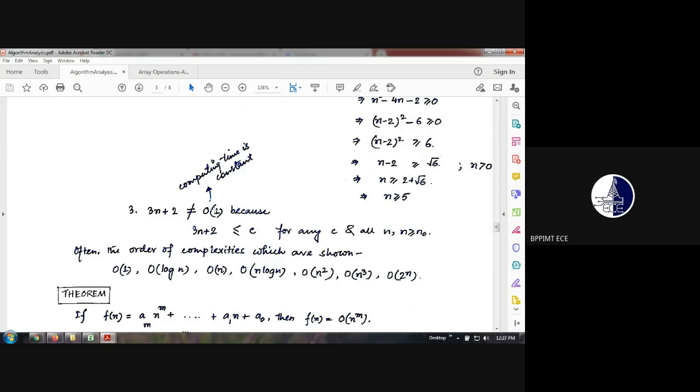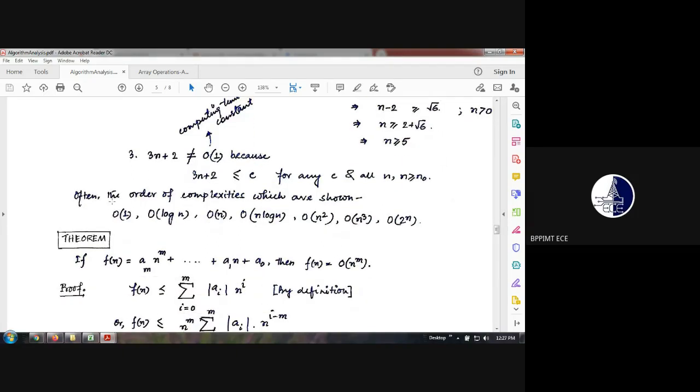Order of 1 means the time complexity function will be something like T(n) equal to k, where k is some constant value. It is not dependent on n. So it is a constant computation function.